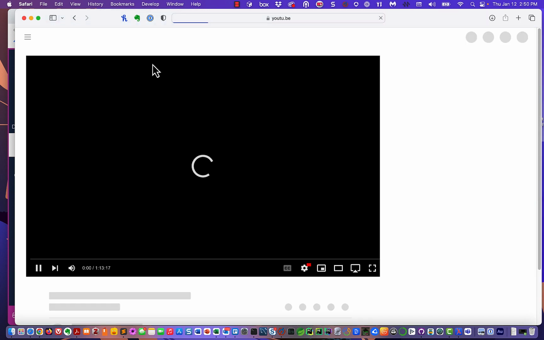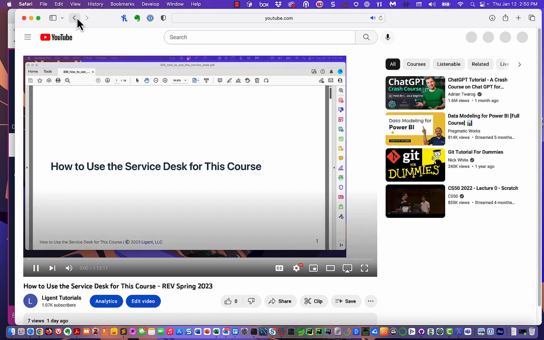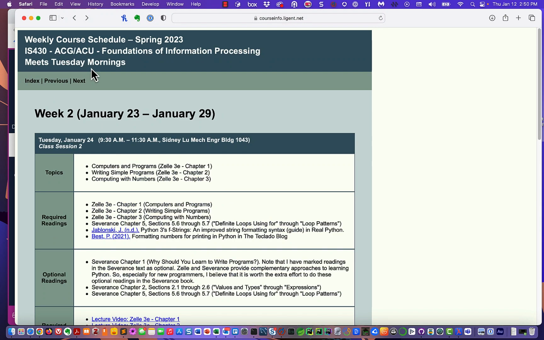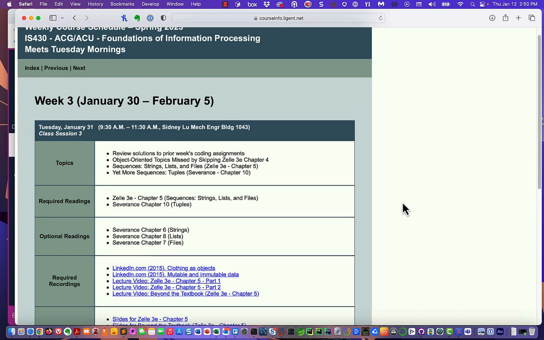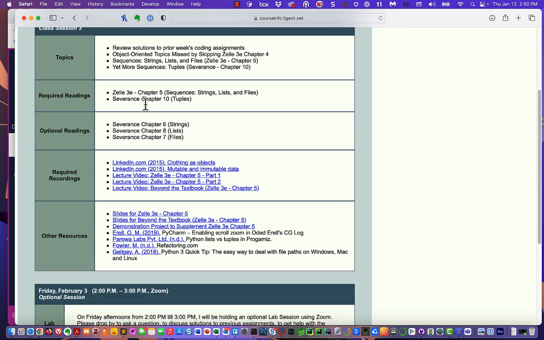What's coming next? Week 3. In week 3, we're going to cover 2 chapters, one from the main text, chapter 5 from Zell on sequences, strings, lists, and files, and then there's a short chapter in the secondary text, Severance, on tuples. Again, this is a pretty substantial week.